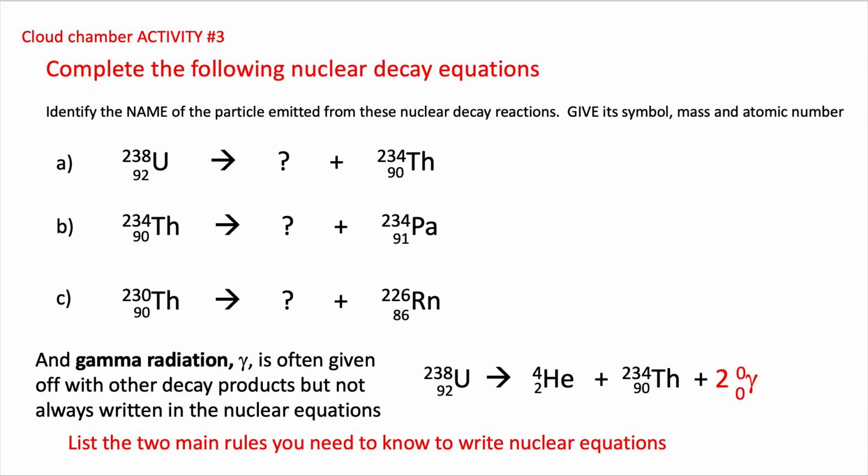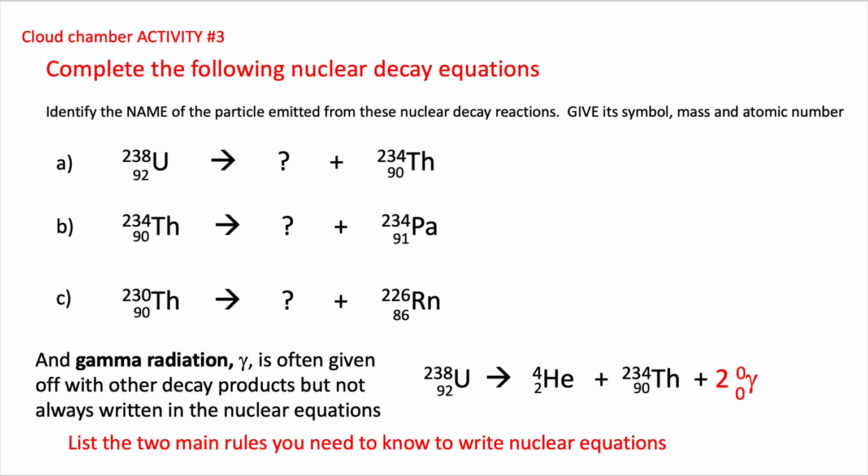And then activity number 3, complete the following nuclear decay equations. And where there's a question mark, which particle is going to be emitted, and give its symbol, the mass of the particle and the atomic number of the particle. I won't say if it has one. And at the bottom it shows that actually gamma rays are often emitted as well, but we're not writing them in the same way because the gamma rays have zero mass and no position in the periodic table.